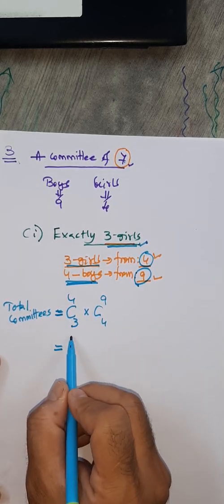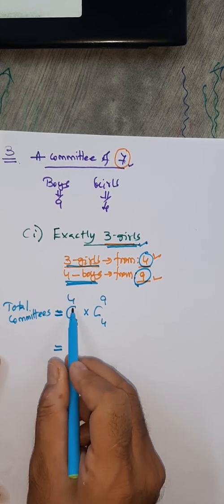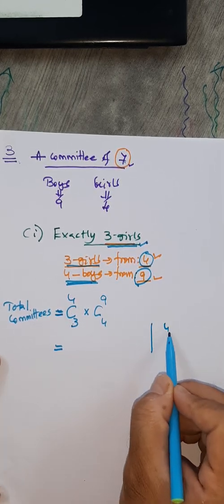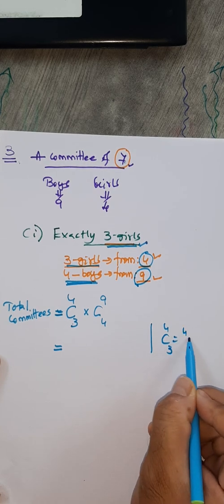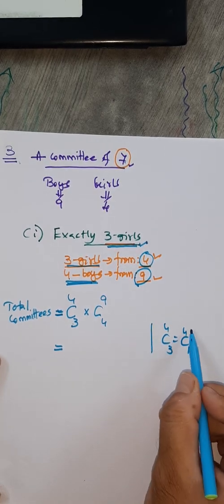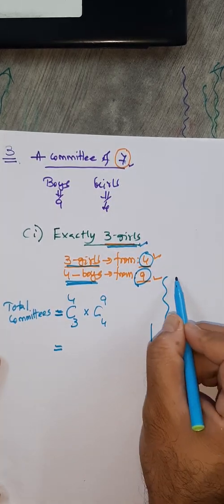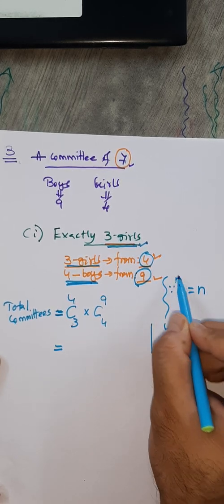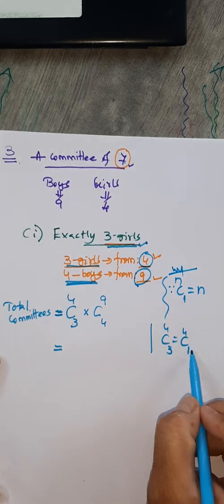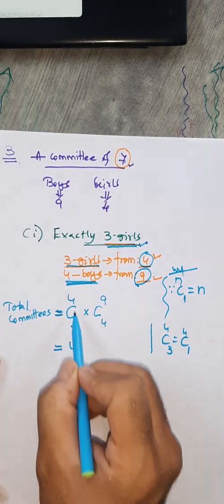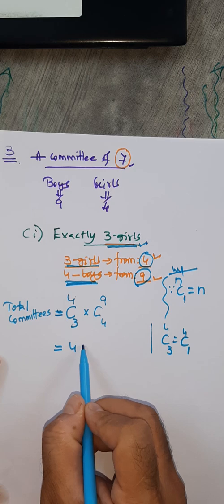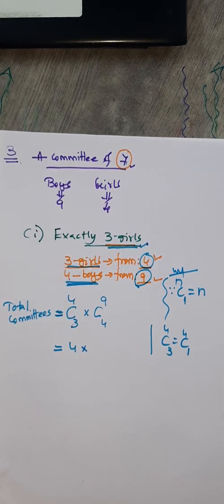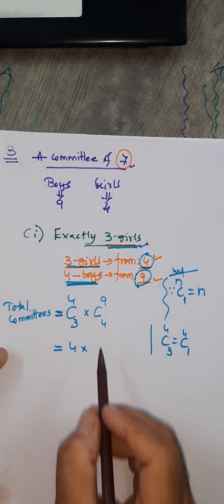Now let's simplify this. What's 4C3? 4C3, if you remember, is the same as 4C1. You know both will be equal. And you can just note that NC1 is always N. Remember, keep this in your mind. So what's 4C1? It's just 4. 4C3 is the same as 4C1, which is 4. I wrote it directly. This way you can do it without using the formula.